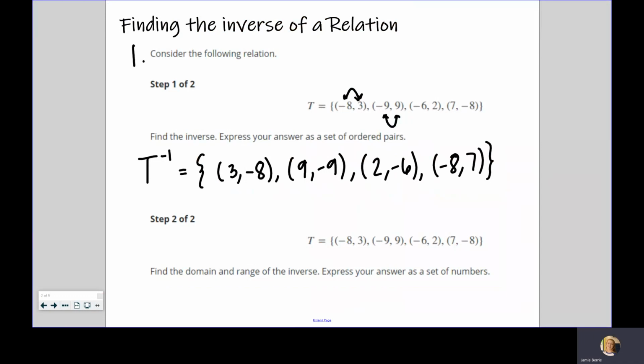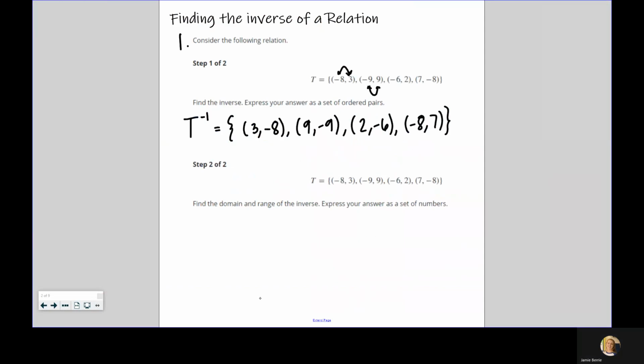Okay, so when you're finding the inverse of a relation, again, you just switch the first and second coordinates of each of the ordered pairs. Step 2 wants us to find the domain and range of our inverse. It says express your answer as a set of numbers. So we're going to be finding the domain of the inverse, so the domain of T inverse, and the range of T inverse.